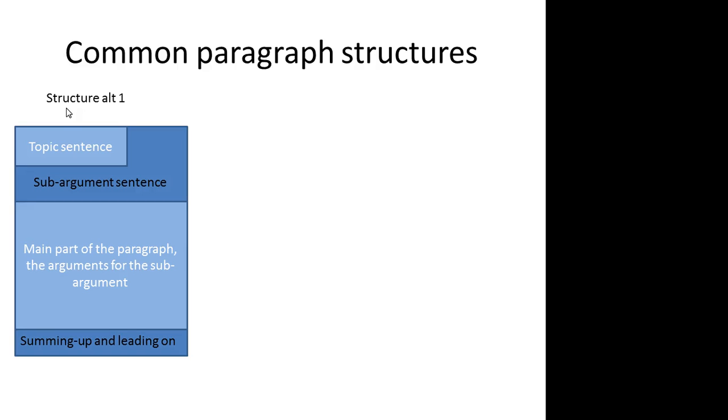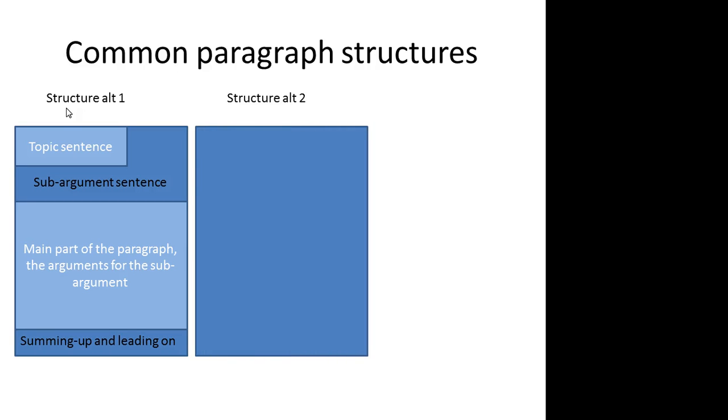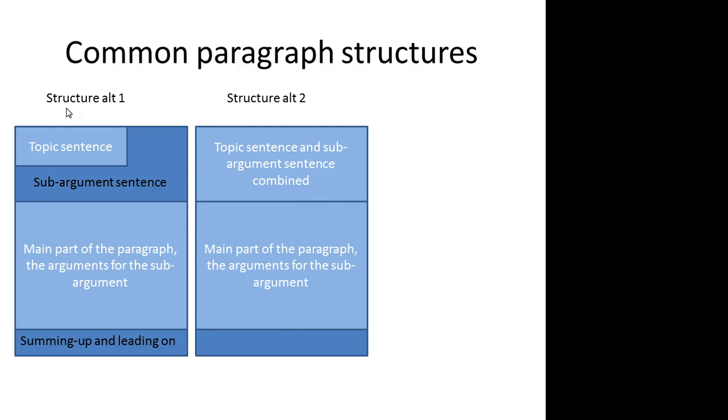In another way, you combine the topic sentence and the sub-argument, so the main argument of this paragraph, into one sentence, which is sort of what I did before. So you don't start with saying this thesis is about type 2 diabetes, but you start with the statement: type 2 diabetes is a common disease which affects many people and is costly for our society, something like that. And then you already know what you want to argue for. So then you can already move on to the main part of the paragraph and then sum up just as before.